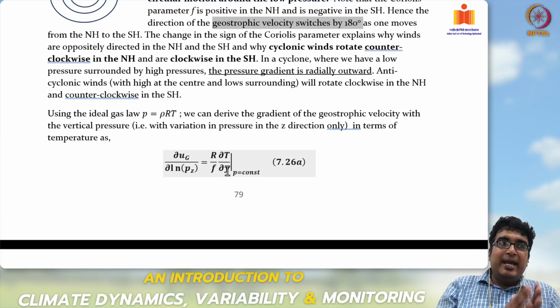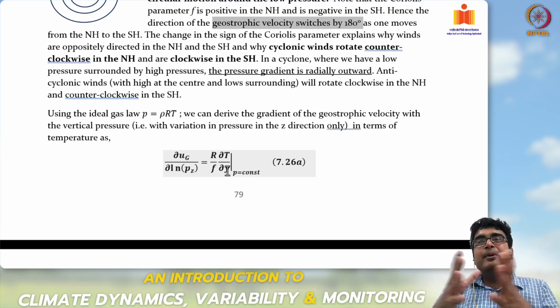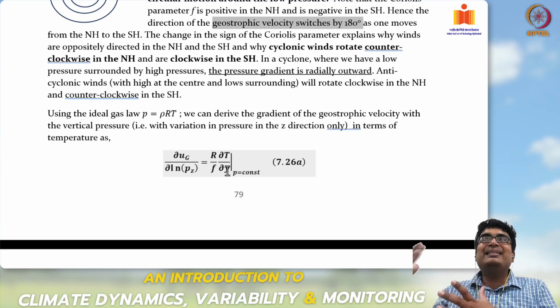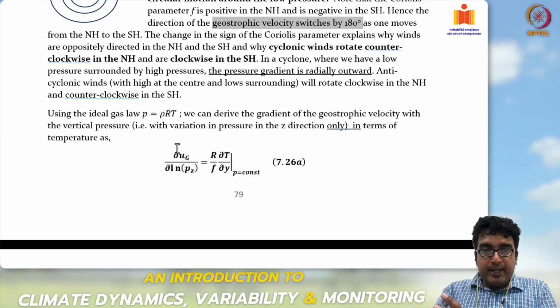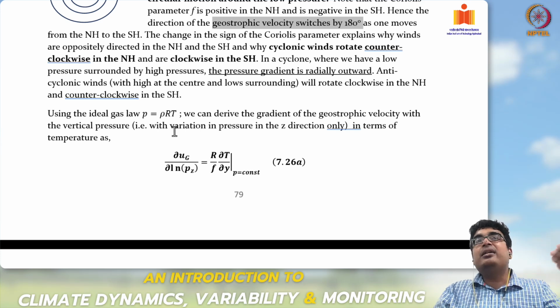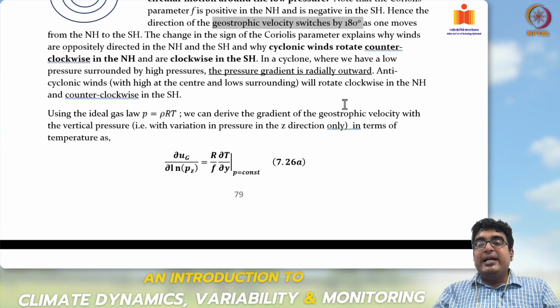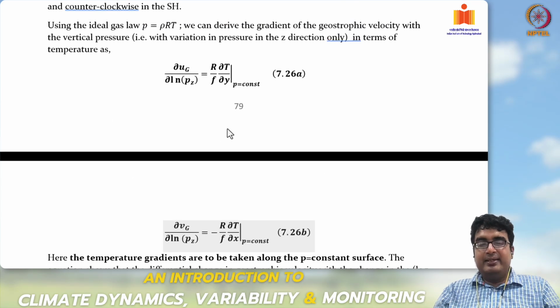We can also express this in terms of temperature. Remember, fundamentally, we are discussing this in terms of pressure forces, but pressure gradients are related to temperature gradients using the ideal gas law, where P is equal to rho RT. So gradient of pressure is related to the gradient of temperature. So we can derive the gradient of geostrophic velocity with vertical pressure in terms of temperature. And these are the final expressions. We are not deriving this here.